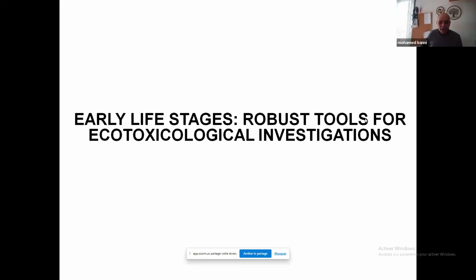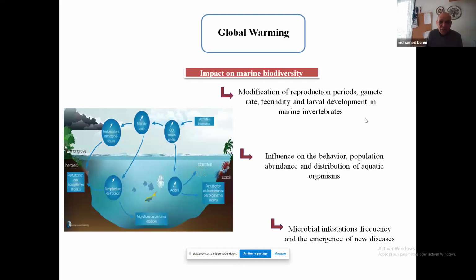Okay, so the second part will be dedicated to the early life stage as a robust tool for ecotoxicological investigation. In each life cycle, we have the early life stage, even for us humans, but also the adults. There is a conflictual situation, as people prefer working with adults rather than the early life stage. From an ethical point of view, the early life stages are really an advantage for research, since we don't need permission or ethical consideration, because early life stages do not manifest pain, so they do not feel pain through the application of certain conditions. And they are very vulnerable to some environmental conditions.